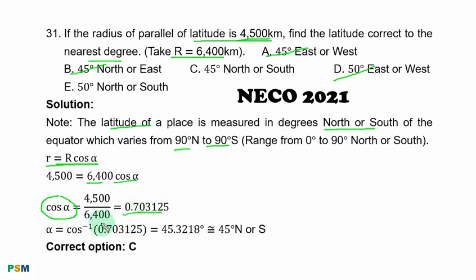0.703125. To get the required latitude, take the inverse of cosine of both sides, and you have 45.3218 degrees. To the nearest degree, you have 45 degrees north or south. The correct option is C.